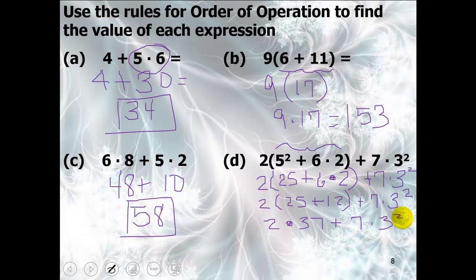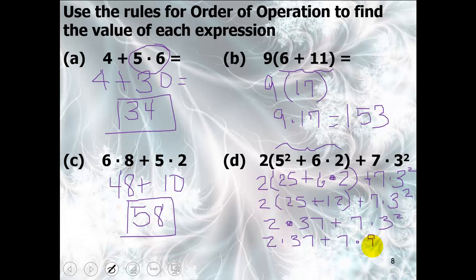Now I have no more parentheses or grouping symbols. So now I start and I evaluate my 3 squared. Why? Because it has an exponent. So I have 2 times 37 plus 7 times 9.